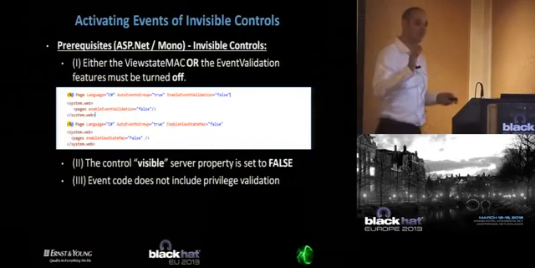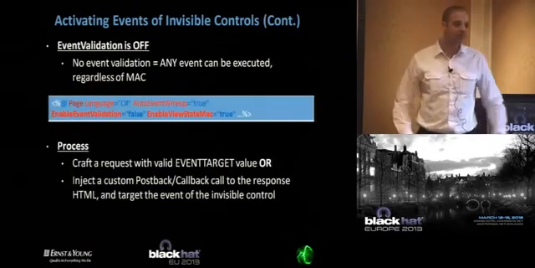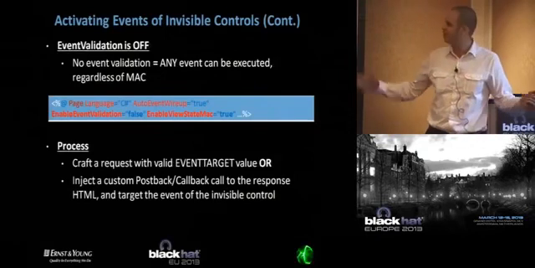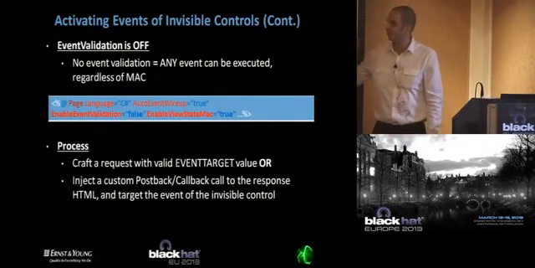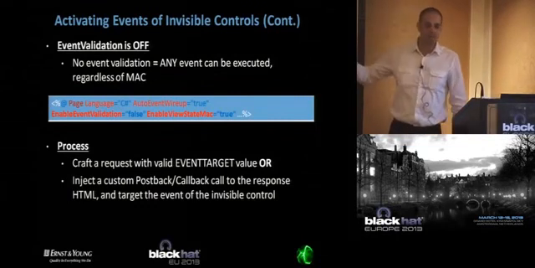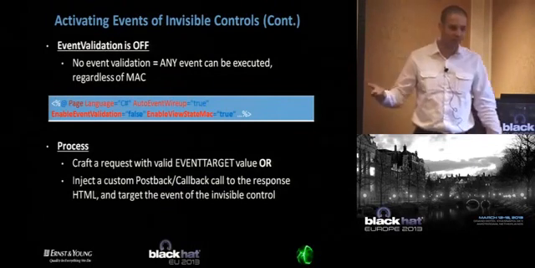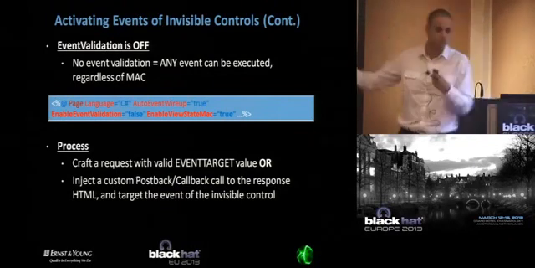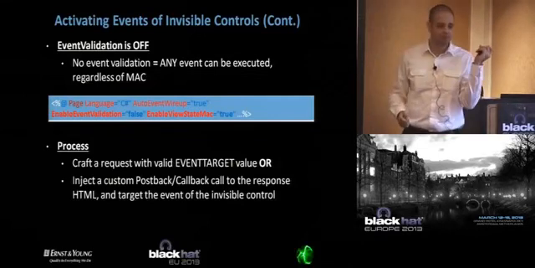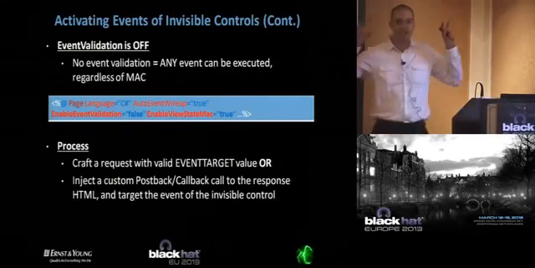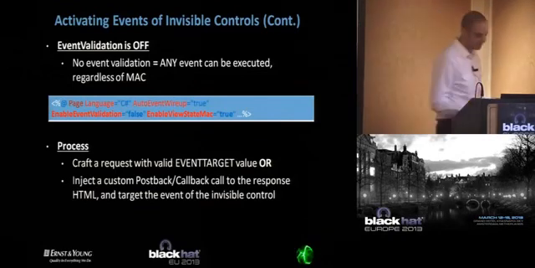So let's start with the first scenario in which the event validation is off and the viewStateMac is on. If the event validation is off, it doesn't really matter that there's a Mac because the server doesn't perform any verification. We've just disabled it. So the attack will be very similar to what we did with disabled controls. Just instead of forging an event, we'll forge an entire control. Let's see that in action.